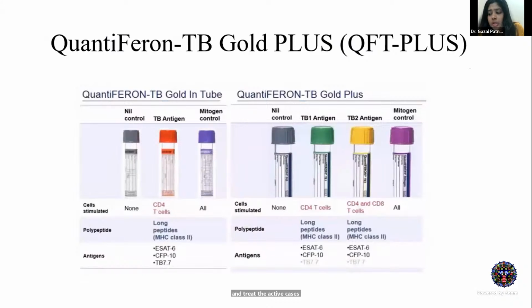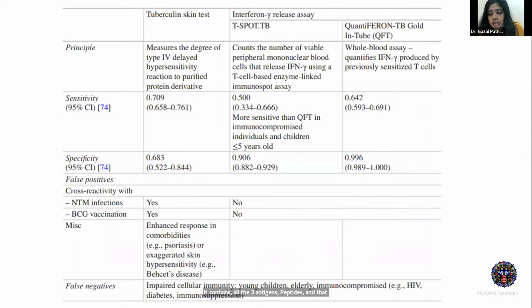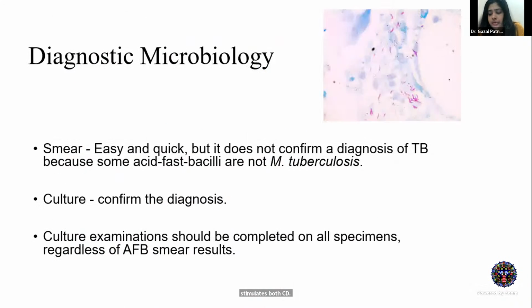Recently, QuantiFERON Gold Plus has been introduced. The basic difference is that it contains two antigen tubes, TB1 and TB2. TB1 contains two peptides and is designed to stimulate the CD4 response, whereas TB2 contains all the three antigens, peptides, and that stimulates both CD4 and CD8 T cells. This is just a summary of everything.